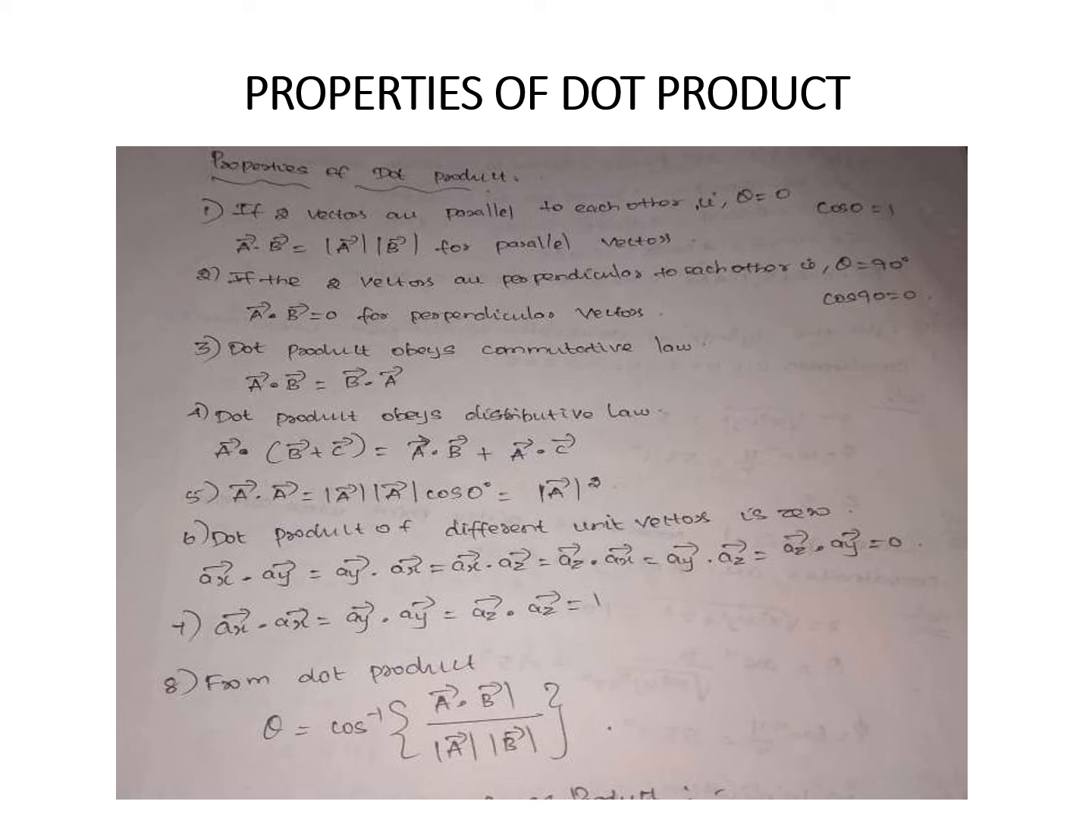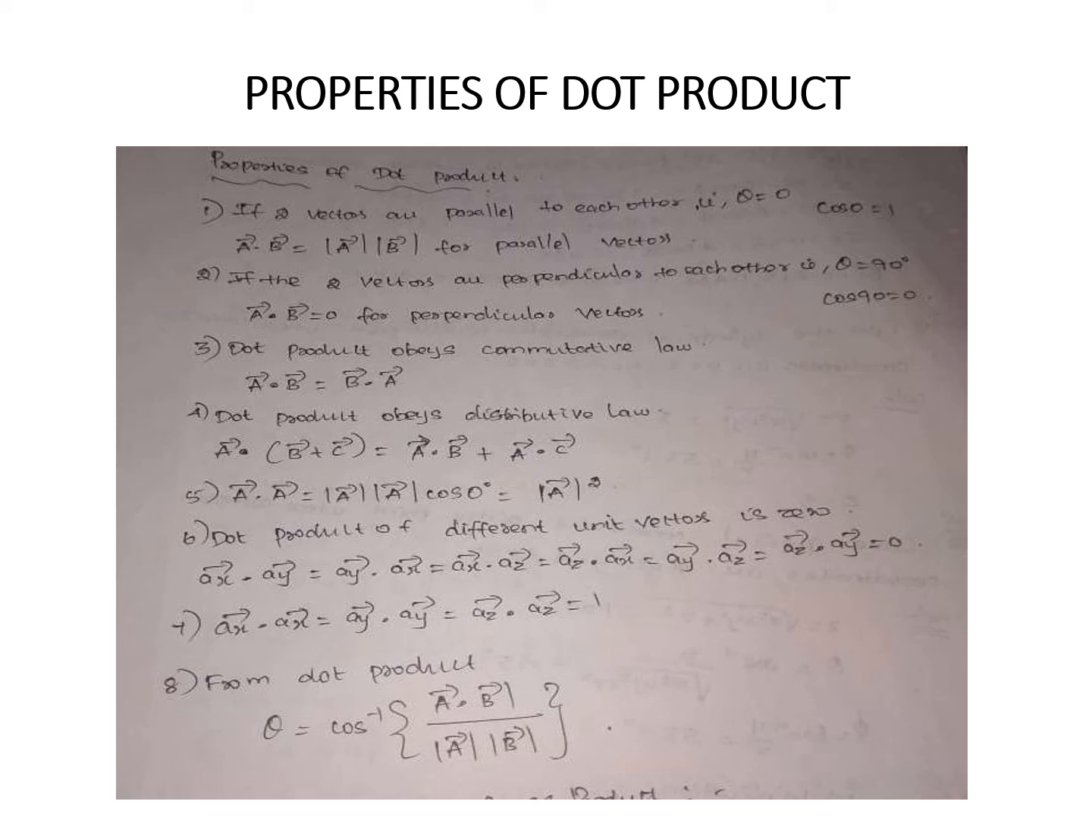Third one is dot product obeys a commutative law. A vector dot B vector is equal to B vector dot A vector. Dot product obeys a distributive law. So A vector dot (B vector plus C vector) is equal to A vector dot B vector plus A vector dot C vector. Next, A vector dot A vector is equal to magnitude of A into magnitude of A into cos of the angle between A and A, which is 0. So cos 0 is 1. So we get magnitude of A square.